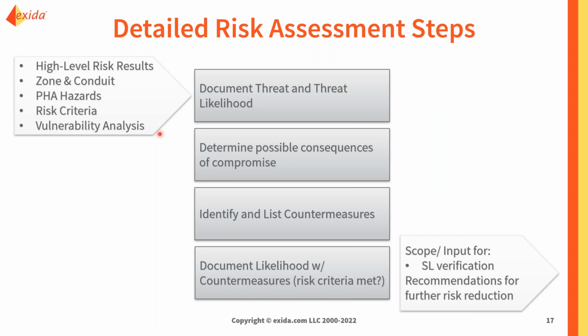And so with all of that information, we then go through and have 4 main steps for completing our Cyber PHA. The first is to document the threat and the threat likelihood. Then we would look at the possible consequences of the compromise, identify and list our countermeasures that help to reduce the likelihood of that consequence occurring, and then document the final likelihood now considering those countermeasures and make a determination of where we currently are from a risk standpoint.